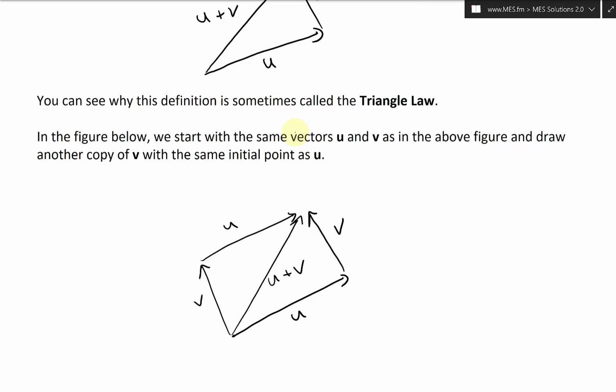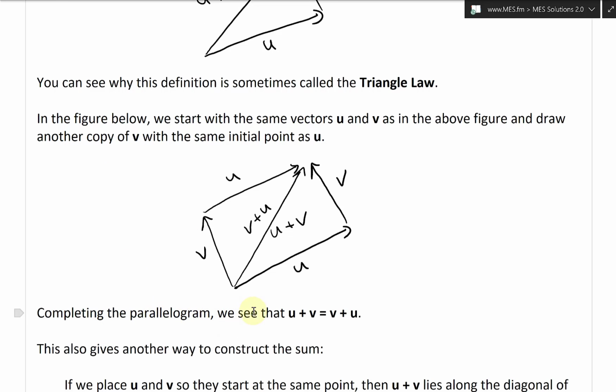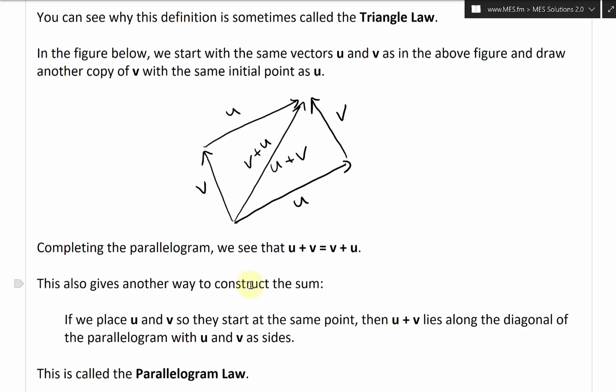So then this means now we go v plus u is the vector in between. So now we have a u plus v and a v plus u. Those are equal. And now, completing the parallelogram, we see that u plus v is equal to v plus u. And this also gives another way to construct the sum. Notice the u right here and there's a v right there, both at the center. And the one in between is the u plus v or the v plus u.